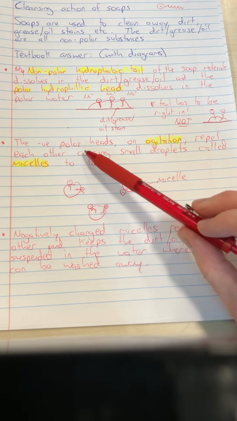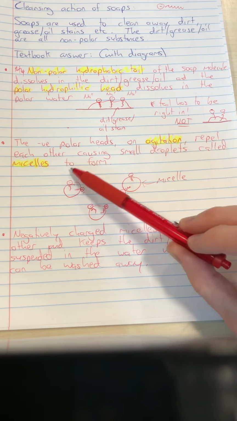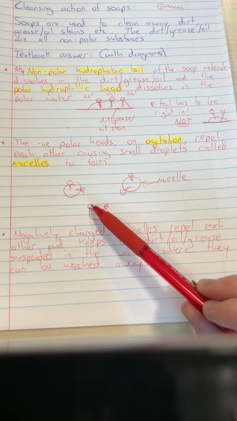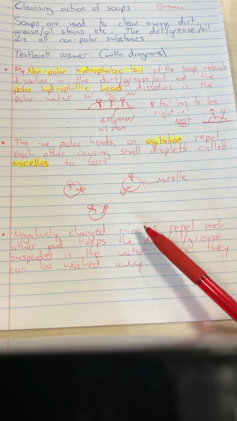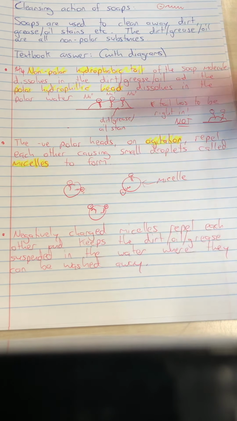Okay, the negative polar heads, on agitation, okay, so we're agitating it, repel each other, causing small droplets called micelles to form. Okay, and that's our micelles forming. And obviously you've got the soap molecules all around it. The negatively charged micelles repel each other, and it keeps the dirt, oil, grease suspended in the water where we can easily just wash it away. Okay, that's why we use soap. That's why if you've got dirt or oil stain, you can't just use water. It doesn't work. Water is polar, the oil is non-polar, it's not going to wash it away. That's why we need soap.